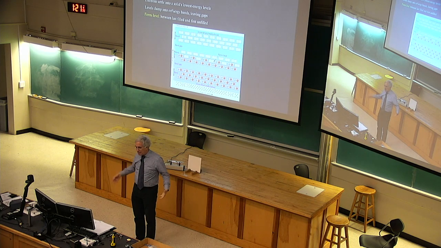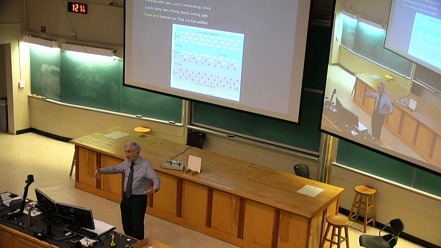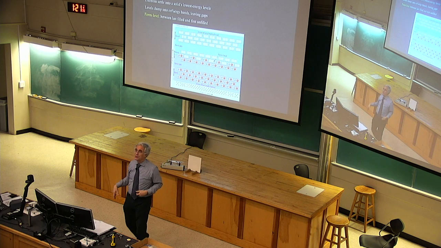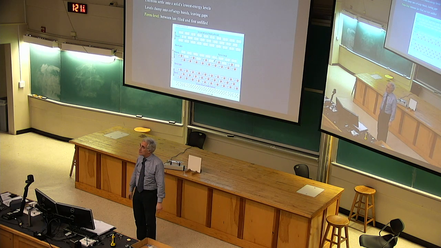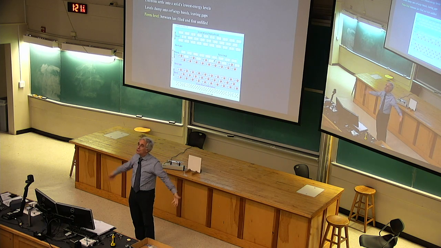So as you're building out the solid, putting electrons in, you fill a band of levels, and you start filling the next band of levels, then the next band. They're all working their way up in energy, and eventually you run out of electrons. And one of the key issues is, did you fill a band at the same time that you put the last electron in? If you did, you created an insulator.